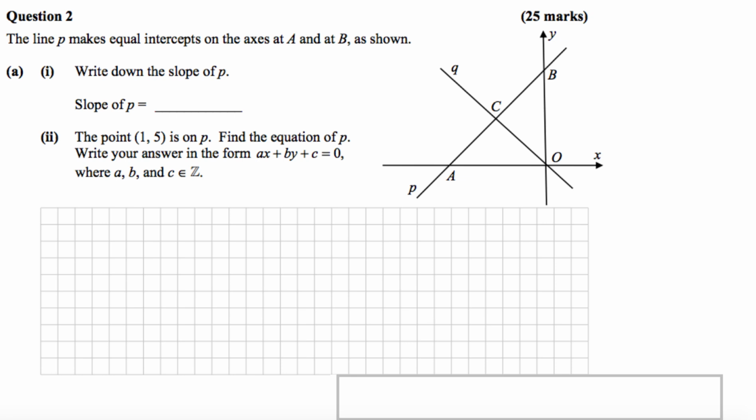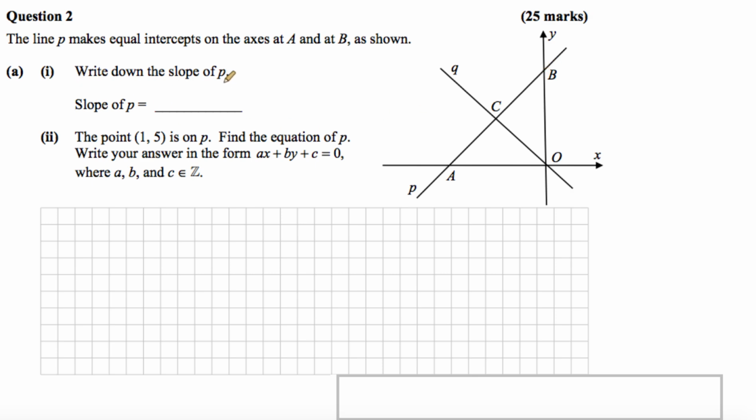So this is the 2015 Leaving Cert Ordinary Level Paper 2, and we're looking at question number 2. The line P makes equal intercepts on the axes at A and B as shown. So we can see this is the line P here, running up here, and it makes equal intercepts on the axes A and B.